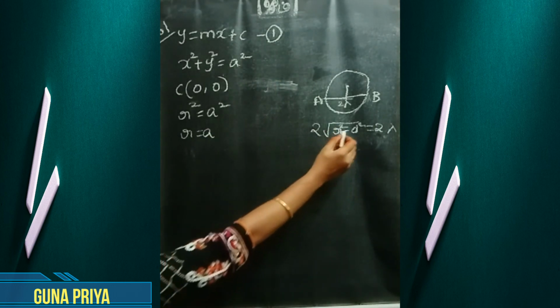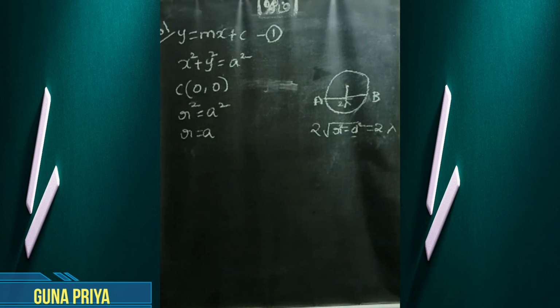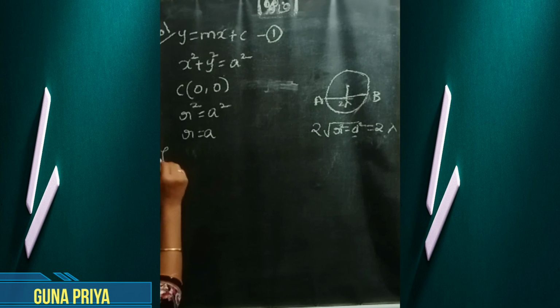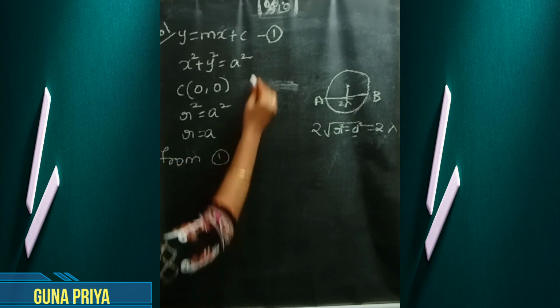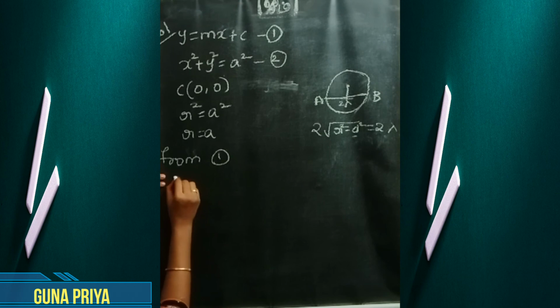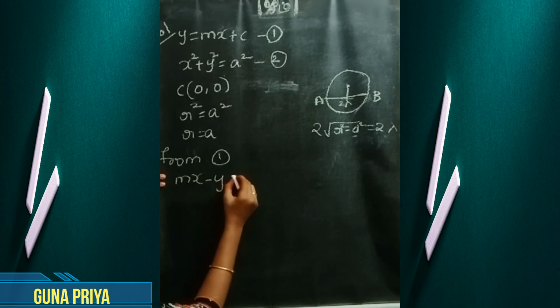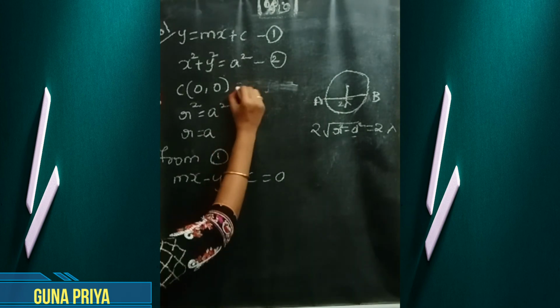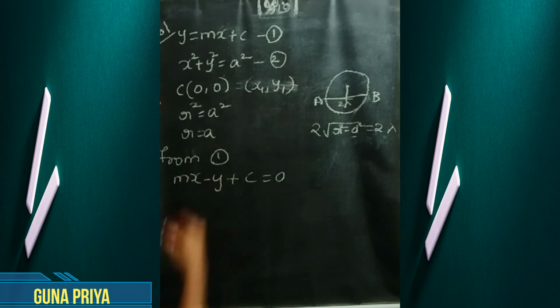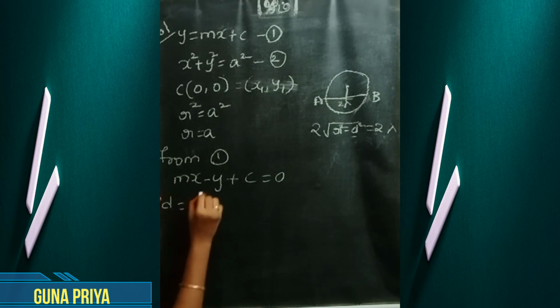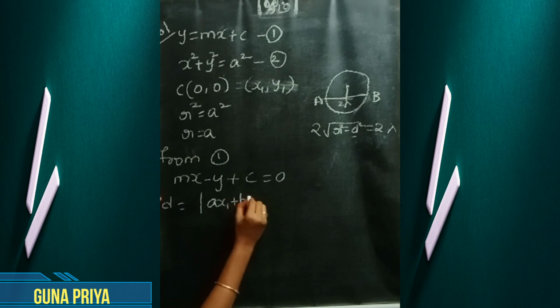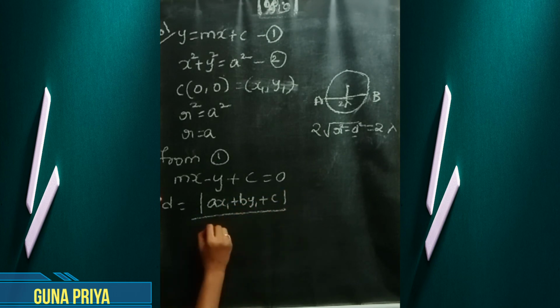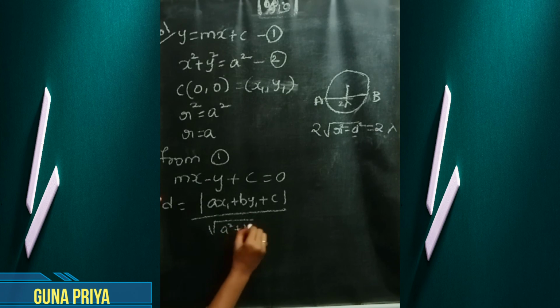Next, what do we have to find out? We have to find out the d value. Already we know the distance formula. To find it, this is the equation, from 1, let this be 2. That means mx minus y plus c equals 0. The center is nothing but x1 comma y1, right? So what is the distance formula? (ax1 plus by1 plus c) by root of a squared plus b squared.